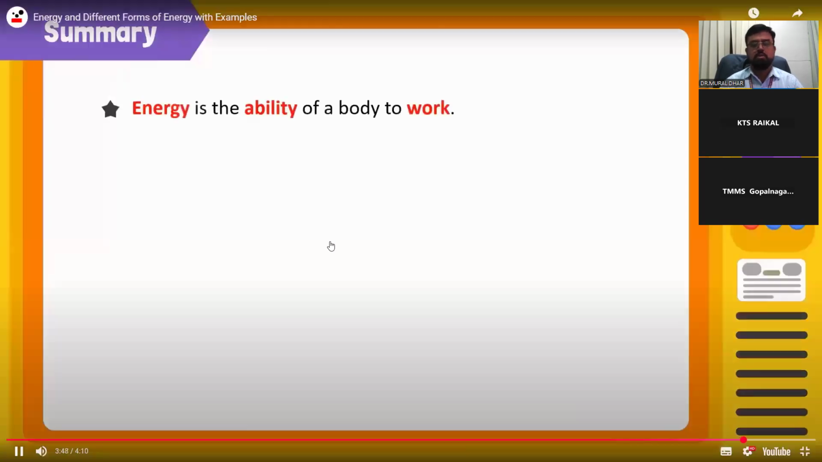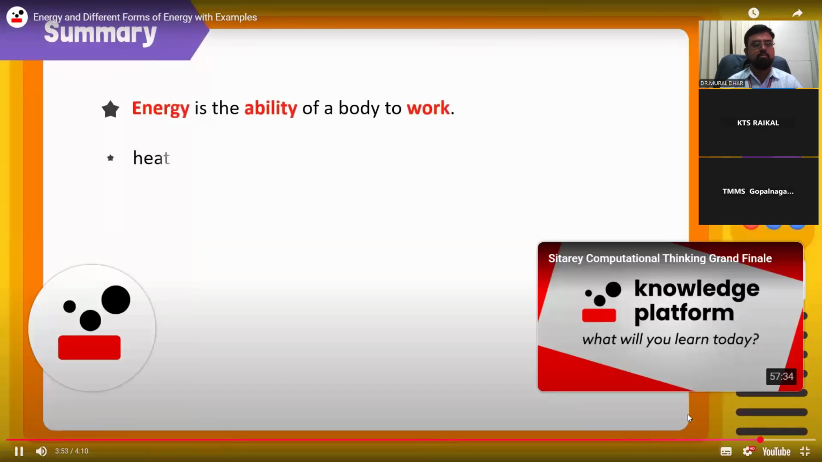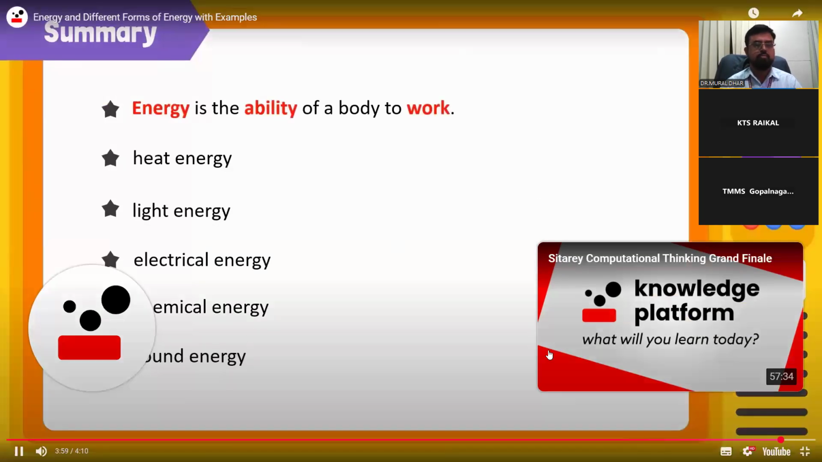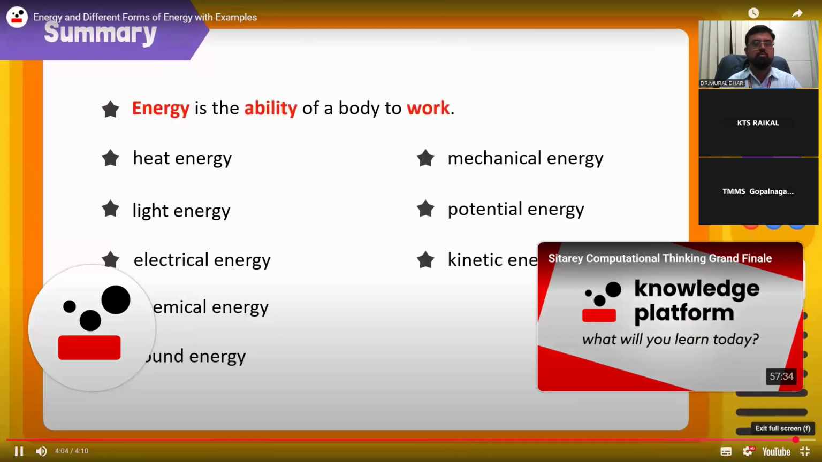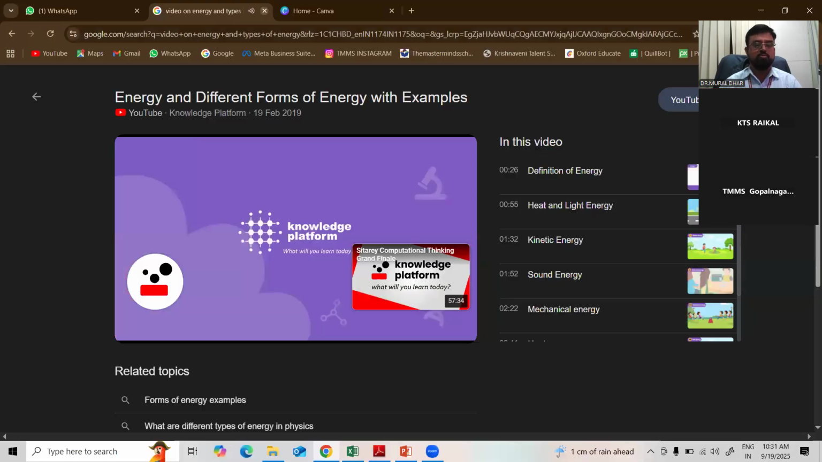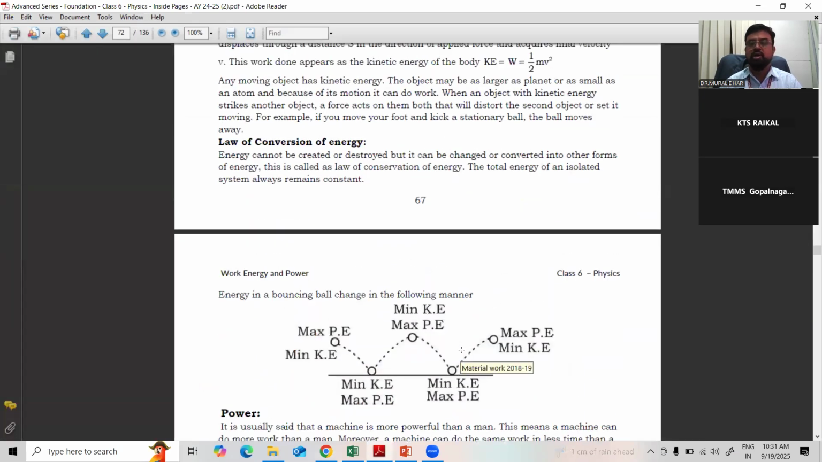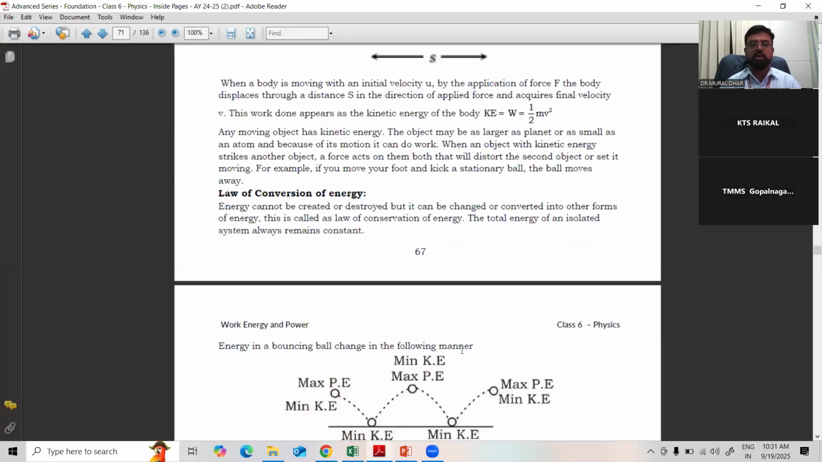Let's summarize. Energy is the ability of a body to do work. There are various forms of energy. Some of them are heat energy, light energy, electrical energy, chemical energy, sound energy, mechanical energy, potential energy, kinetic energy, and nuclear energy. So there are various forms of energies which we will come across during our day-to-day life. So that is about energy.